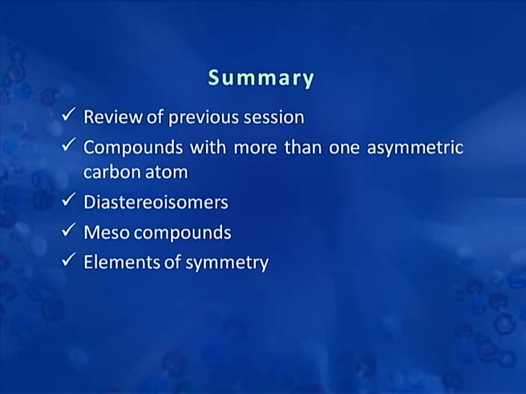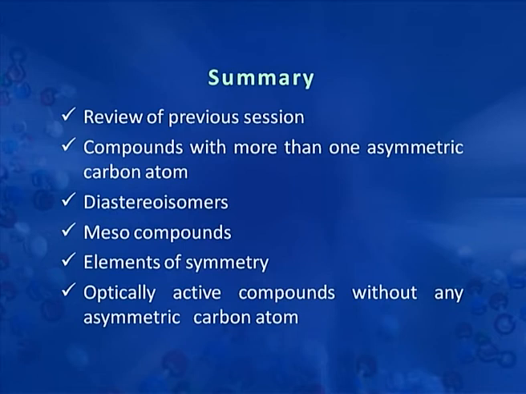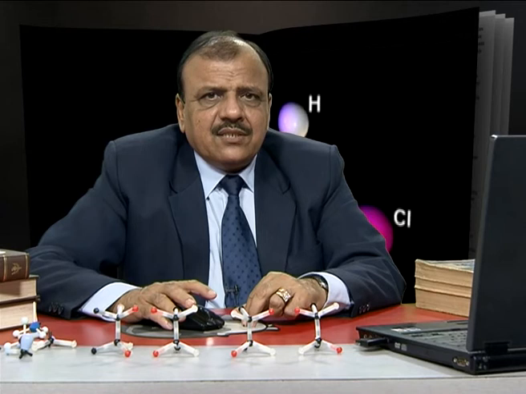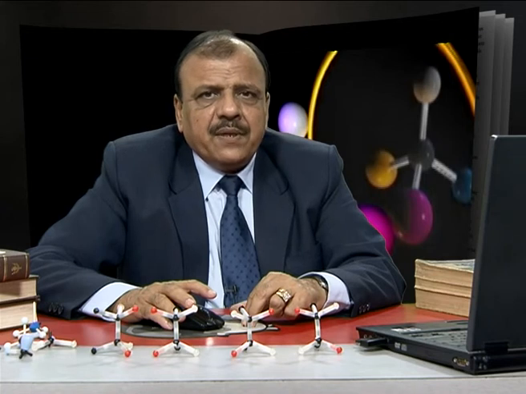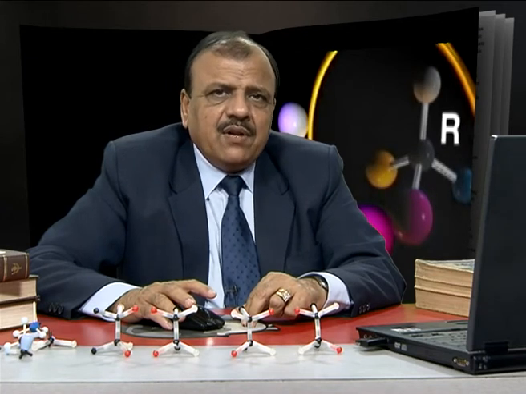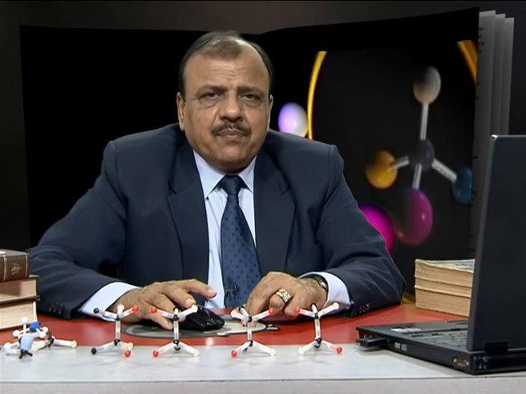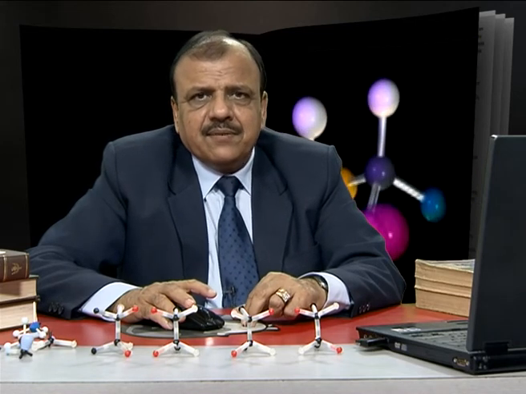achiral molecules. And then last we have seen briefly the compounds which do not contain an asymmetric carbon atom, but still they are optically active. In our next session, we will talk about the nomenclature that is given to the configurations of these optical isomers, and we will also discuss processes like racemization and separation of racemic mixtures. Thank you.